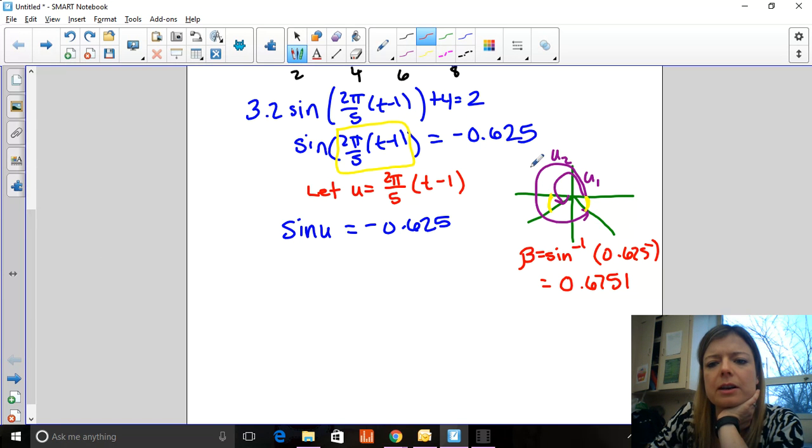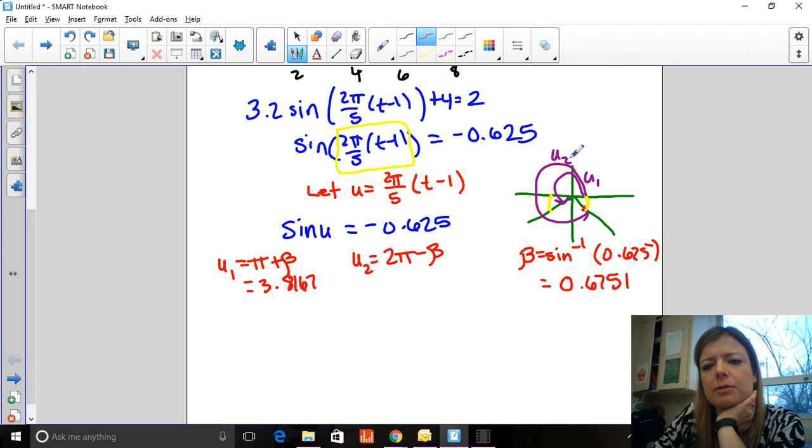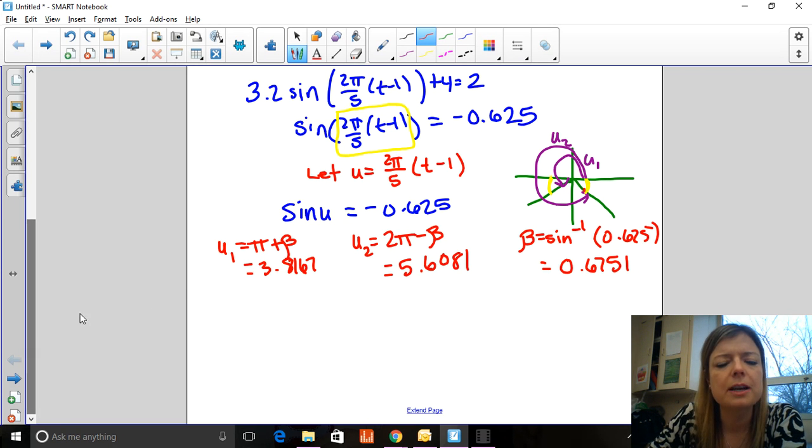So then I use my Cartesian plane to say, okay, U1 is just pi plus beta. So I use the pi button in my calculator, I add beta, and I get 3.8167. And U2 is 2 pi minus beta, because it's here, right? So U2 is just 2 pi minus my beta, and that gives me a value of 5.6081. Okay, so those are my two values for U.